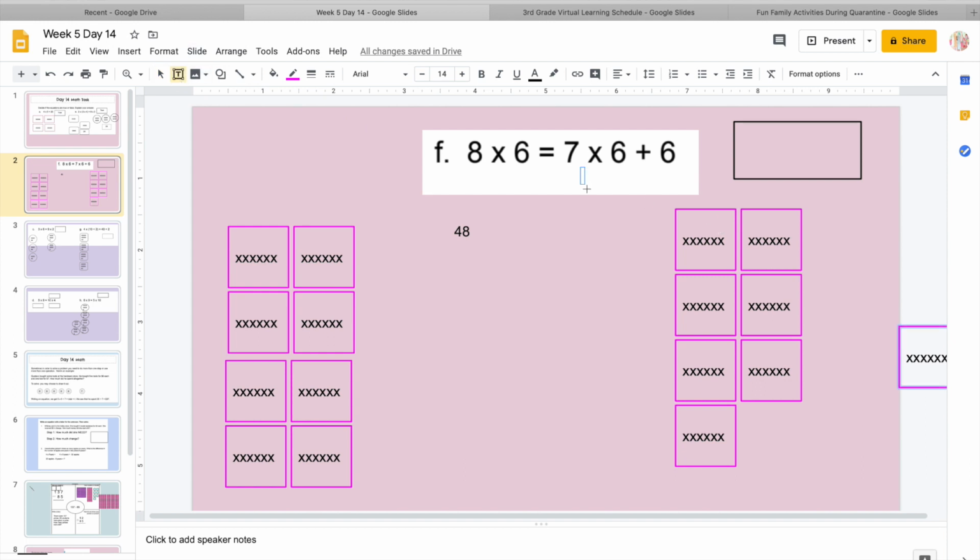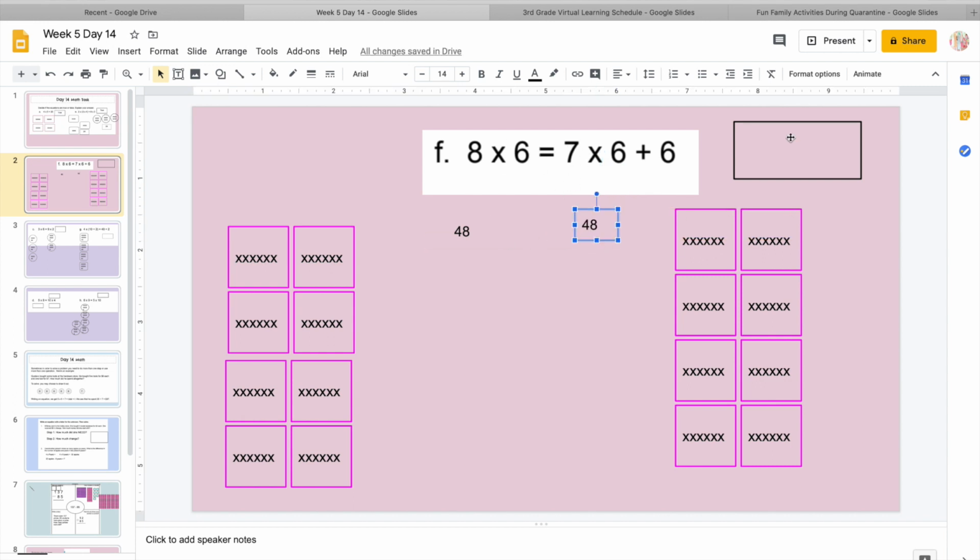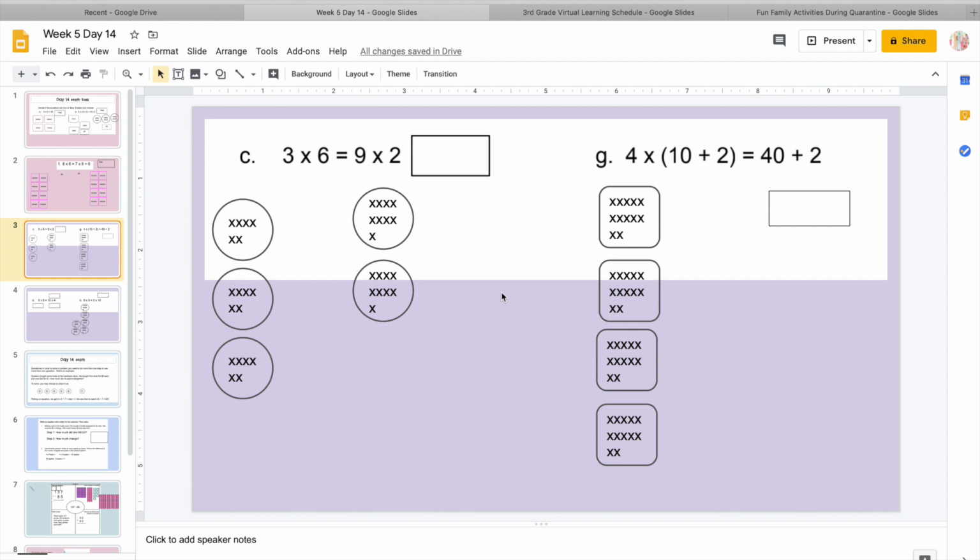So I know that this part of 7 times 6 equals 42. Then they want you to add 6 more. So I could do 42 plus 6, so 42 in my head, 43, 44, 45, 46, 47, 48, which would be the same as adding in another box. So I know that this whole side equals 48. So it is saying they are equal, so I know this equation is true because this side equals 48 as well as this side. Okay, so now let's go back to C.